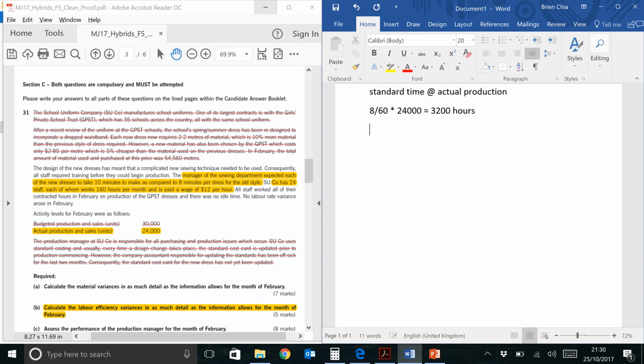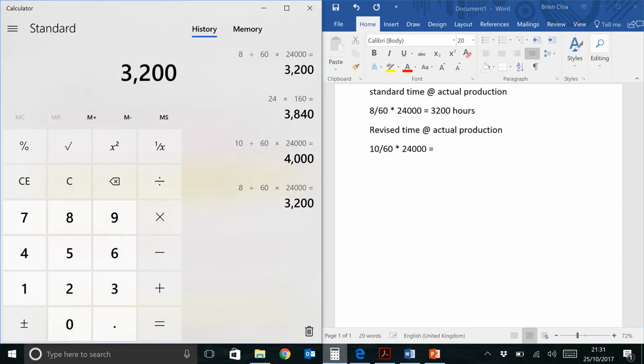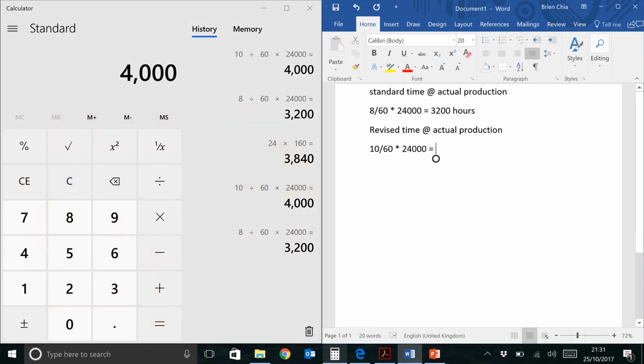Then you need to calculate your revised time at actual production. In this case, the company has revised the new dress so that it is now going to take about 10 minutes compared to 8 minutes. So now we're going to write here 10 over 60, multiplied again by the actual amount, 24,000. That should give us 4,000 hours. So straight away from here, you should be able to tell whether the variance is favorable or not.